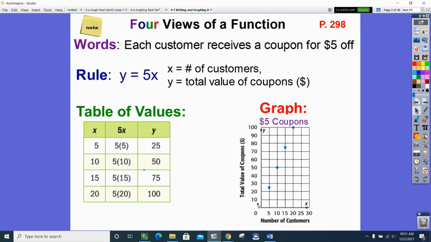That's our Y. I'm going to set up my scales and notice I'm going by 5, 10, 15, 20, 25, 30. And I decided the value of the coupons, I've got to get up to at least 100 here. So if I go by tens, my points fit. And then I plot my points.